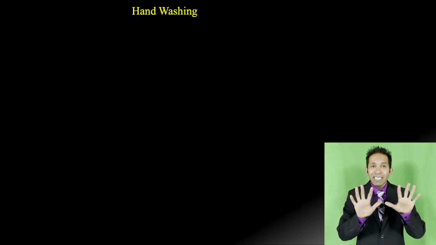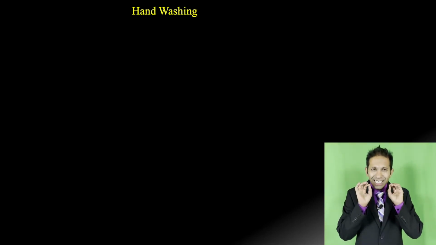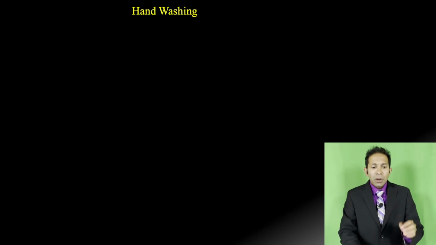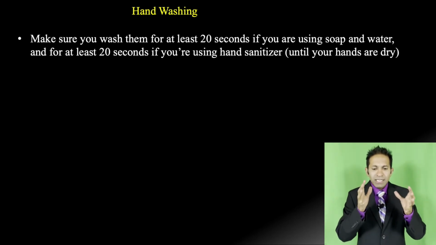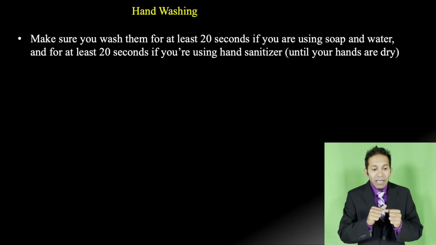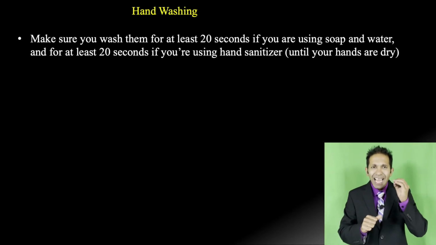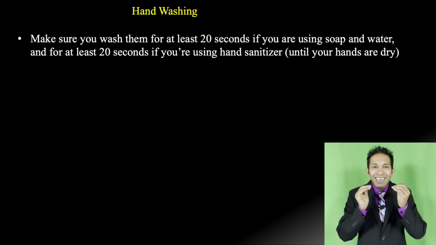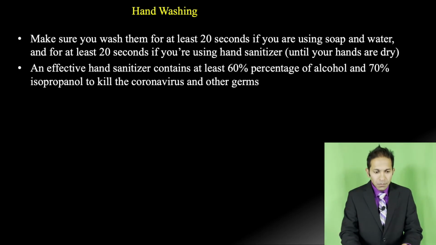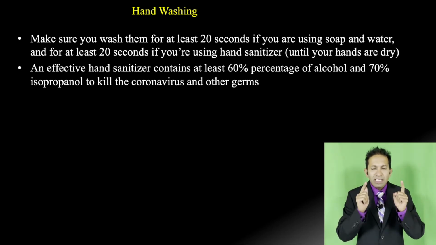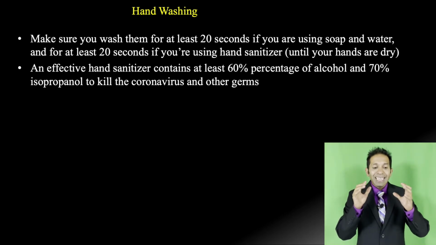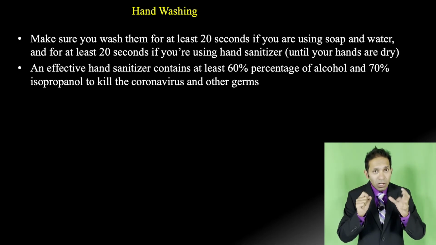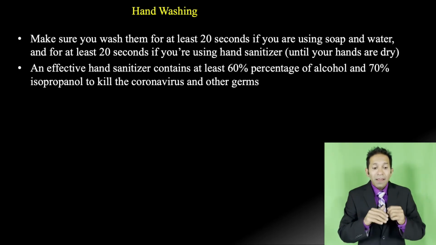I gave you option of 10 seconds. So you have to do hand washing for at least 20 seconds. Make sure you wash them for at least 20 seconds if you are using soap and water, and for at least 20 seconds if you are using hand sanitizer. When you use a hand sanitizer, you have to use it until your hands are dry. Now, effective hand sanitizer should contain at least 60% of alcohol, and if you're using isopropanol, it should be 70%. That will kill all coronavirus and even some other germs.